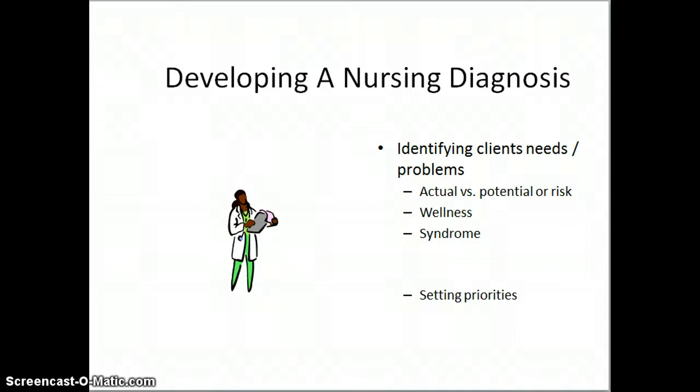now. A potential or risk then is a nursing diagnosis where we are planning or thinking ahead that they are at risk for some nursing or health problem, and we can do nursing interventions to help. We also have wellness and syndrome nursing diagnoses.